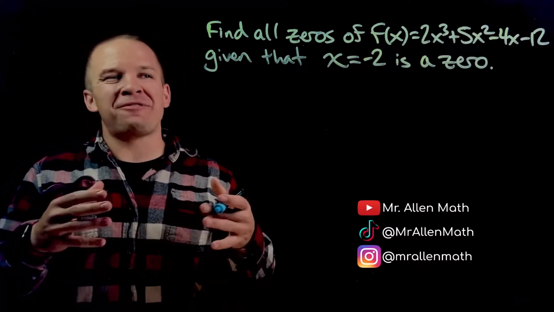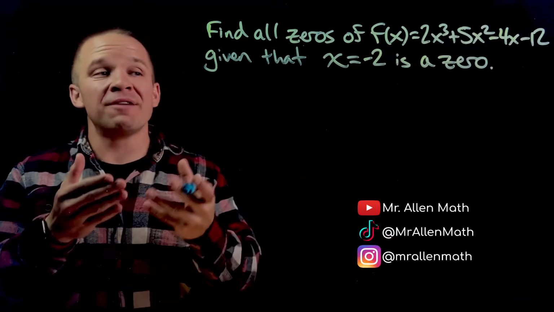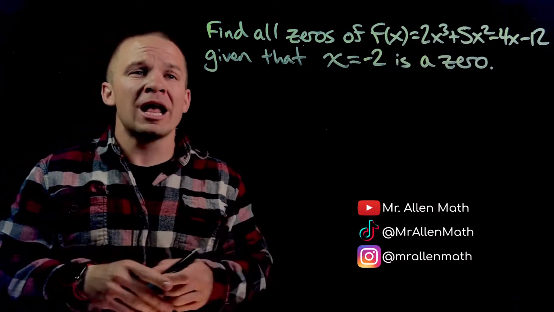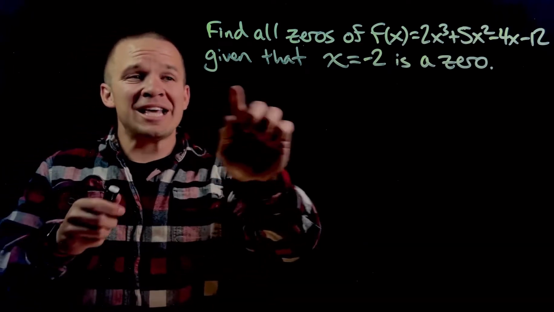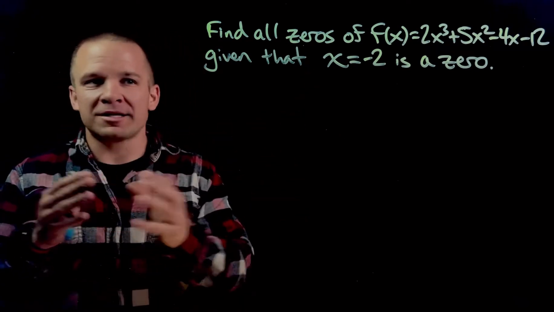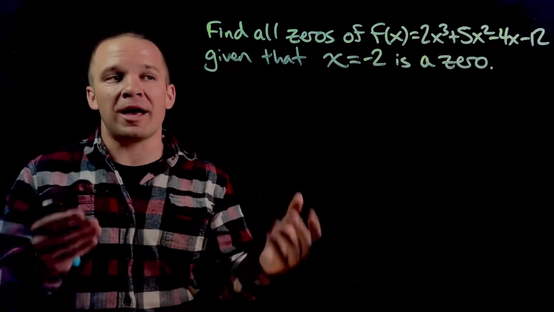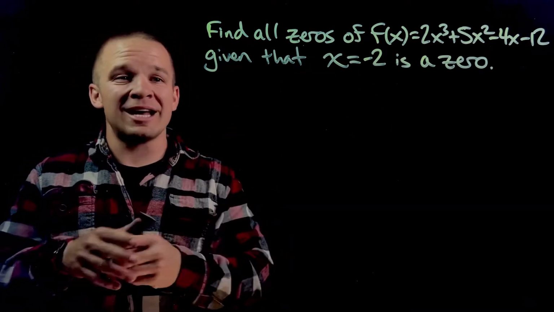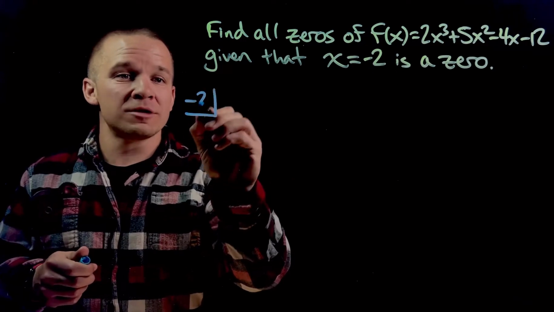Mr. Allen here. I'm about to find all the zeros of f of x here, given that x equals -2 is a zero. Now, I want to point out before we get going that I could have also phrased this question as, given that x plus 2 is a factor, right? The process of this problem is still going to be the same thing. I need to solve for x in that case and get x equals -2, because I'm going to use that -2 in the box for synthetic division.